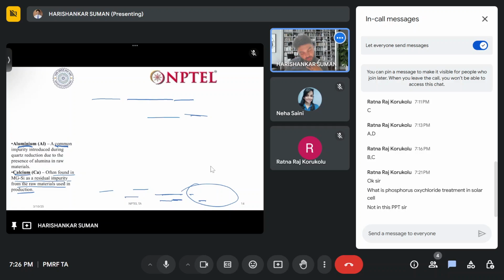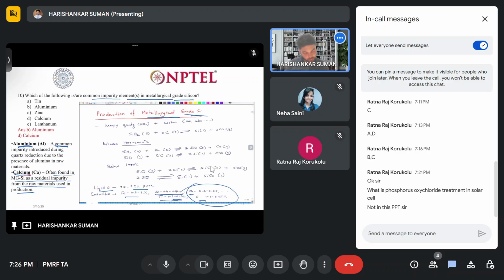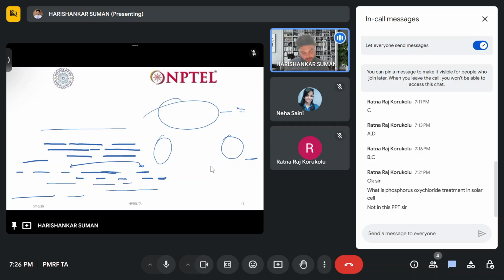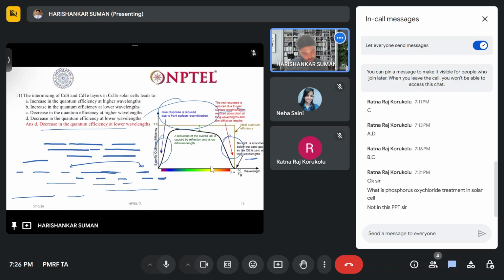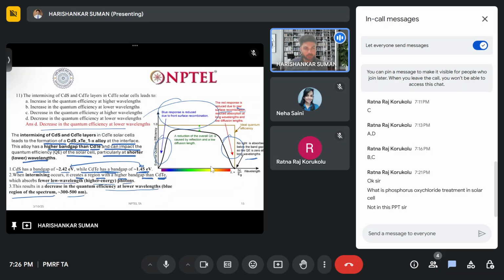Next, which of the following are common impurity elements in metallurgical grade silicon? Not only aluminum, calcium is also present. Next, intermixing in a cadmium chloride solar cell leads to what? We have discussed this, and this is the explanation. Please see.